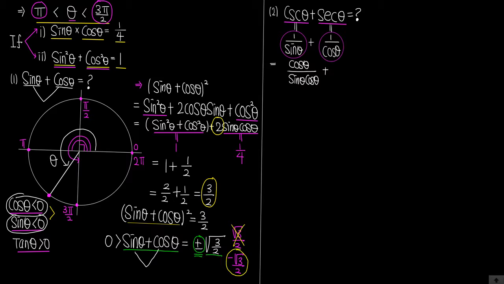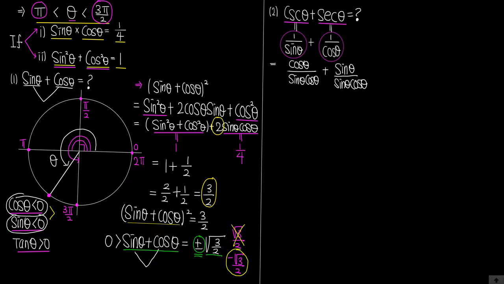And for the 1 over cosine of theta, using the same process we used to fix 1 over sine of theta to cosine of theta over sine of theta cosine of theta, that will be sine of theta over sine of theta times cosine of theta. And again, in order to get back to the normal 1 over cosine of theta, all you have to do is cross out sine of theta from the numerator and denominator.